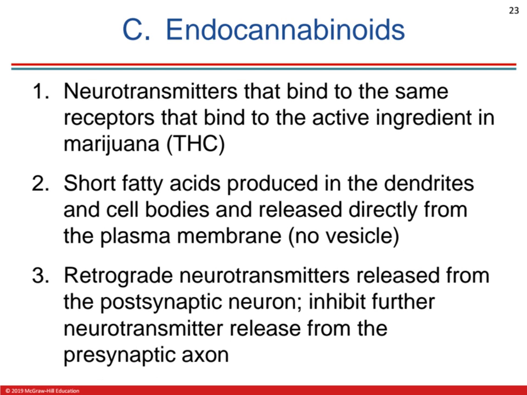Okay, another class of drugs are the endocannabinoids. These are neurotransmitters that bind to the same receptors that the active ingredient of marijuana, THC, binds to. So endocannabinoids are a little bit interesting. They're not peptides or amino acids or anything. They're short fatty acids produced in the dendrites and cell bodies, and they're released directly from the cell. So in other words, they're not held in vesicles.